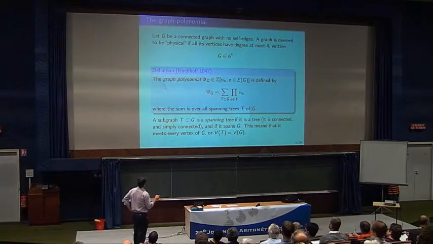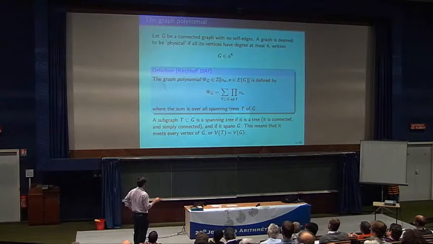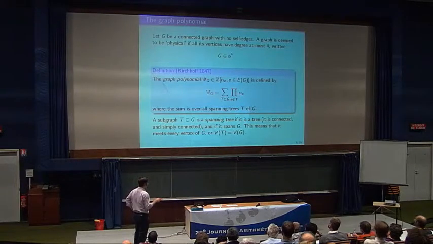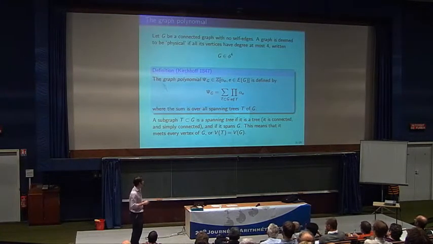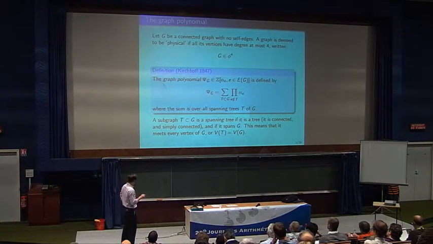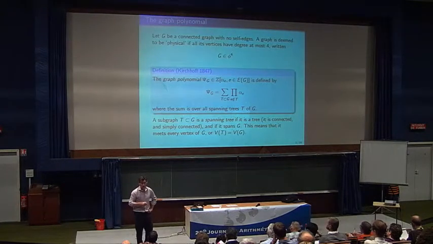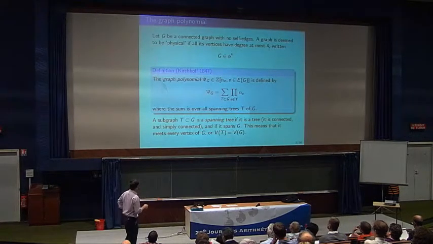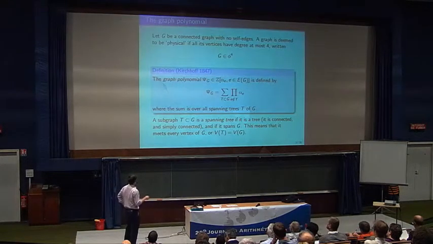Now, to any such graph, we can associate a polynomial as follows. It's a polynomial in variables indexed by every edge of the graph. And it's defined by the sum over all spanning trees in the graph. For every spanning tree, you take the product of all the edge variables which are not in that spanning tree. So what is a spanning tree? A spanning tree is a subgraph which is a tree, so it's connected and simply connected. And it spans if it meets every vertex of the ambient graph.